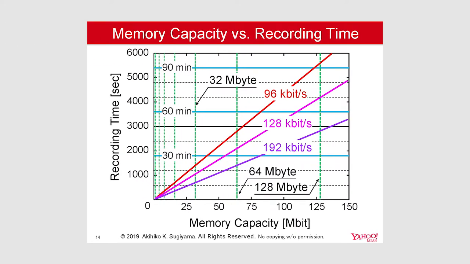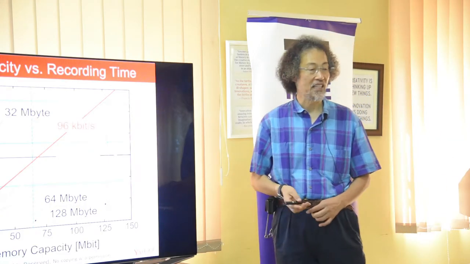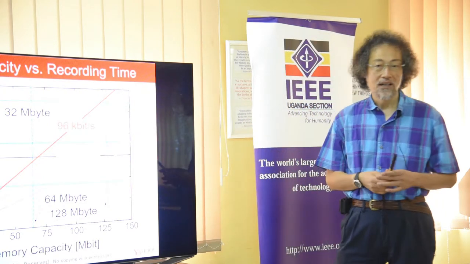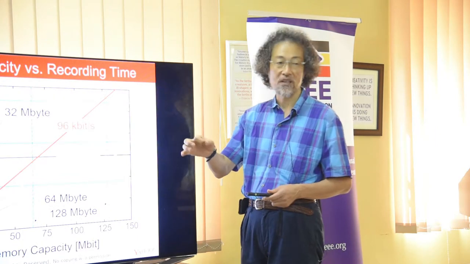This slide shows memory capacity versus recording time. Here I have memory capacity in megabit, but it may not be easy for you to understand memory capacity in megabit because you usually count it in megabytes or gigabytes. So I am showing the megabyte scales here in green vertical dashed lines. Here, this is a 32 megabyte line, here a 64 megabyte line, and here a 120 megabyte line, as I said. Okay, so I would like you to pay attention to the unit. It is not gigabyte. You have gigabyte systems as your smartphone, 16 gigabytes or 32 gigabytes, 64 gigabytes, or even 128 gigabytes. So it was just 1,000th of the systems you have today.